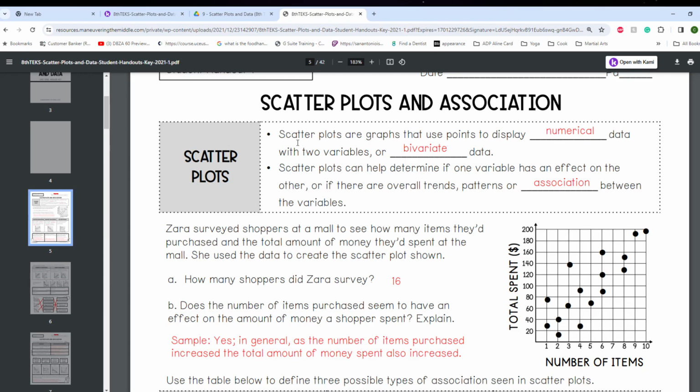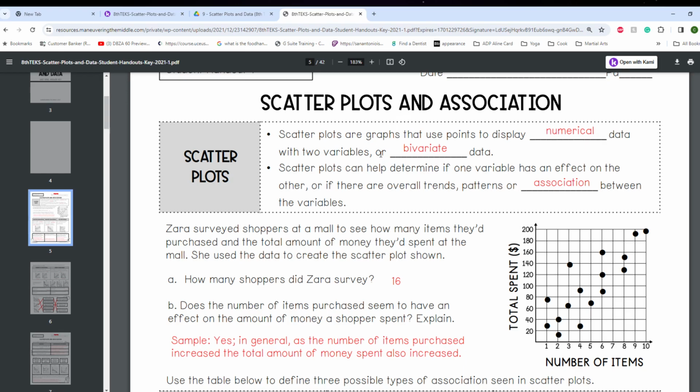So, scatter plots. Scatter plots are graphs that use points to display numerical data with two variables, or bivariate data. If you remember your Greek roots, bi means two, and variate is like variable. So it's like saying two different types of variables with your data. Numerical just means data that has to do with numbers.